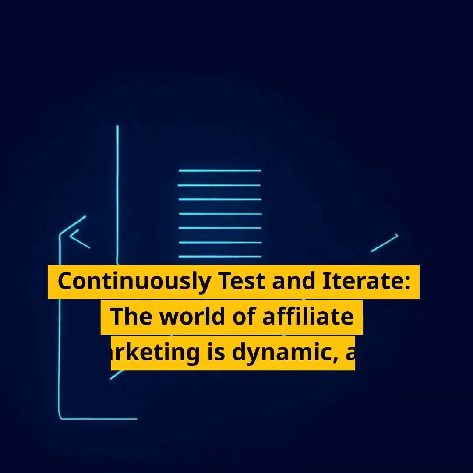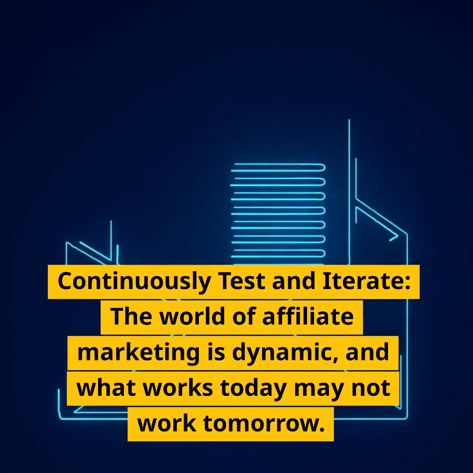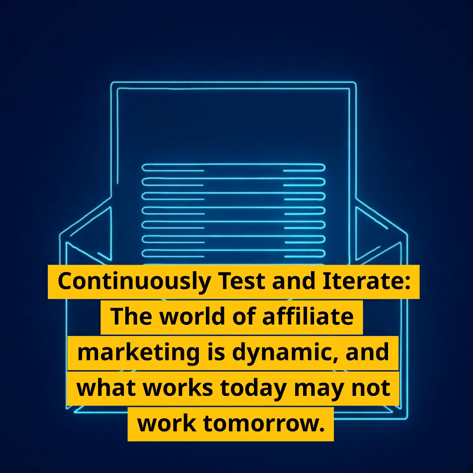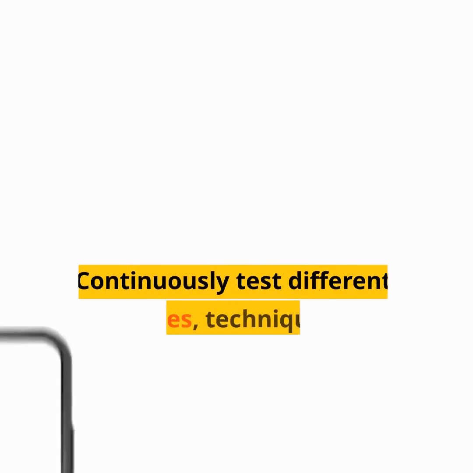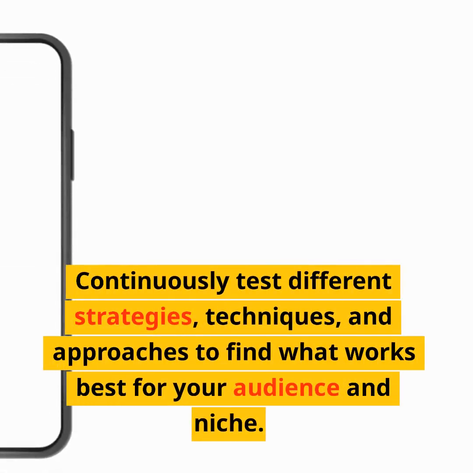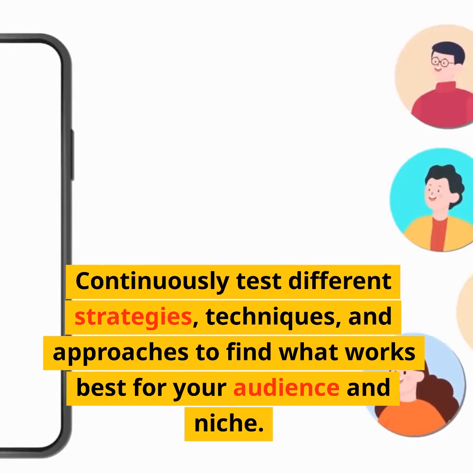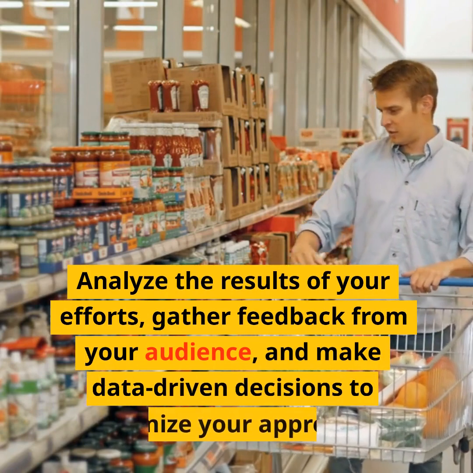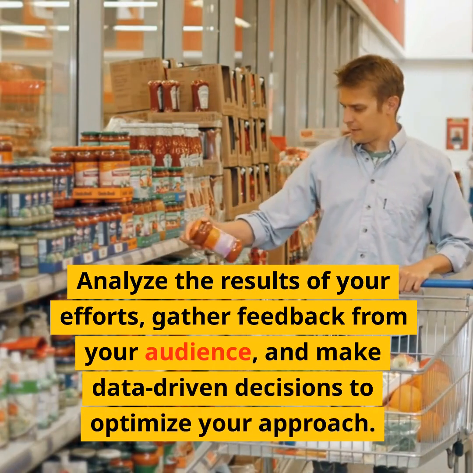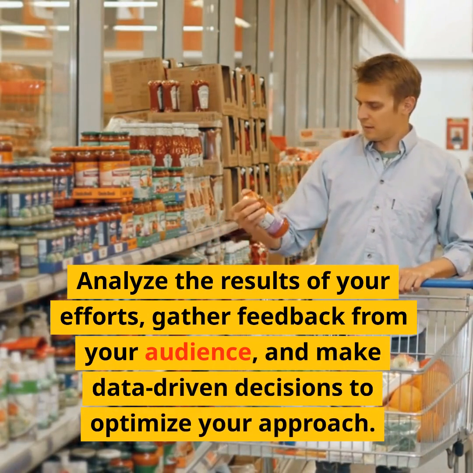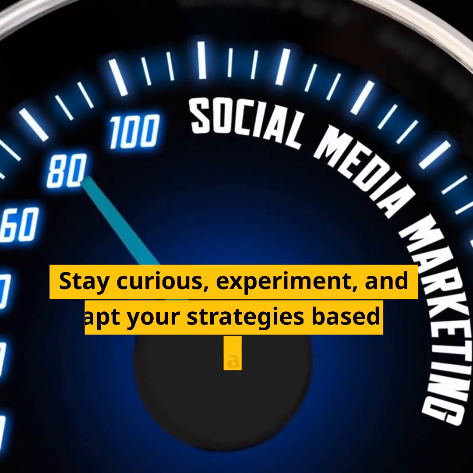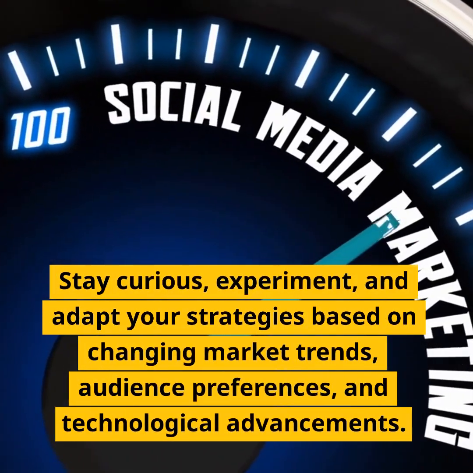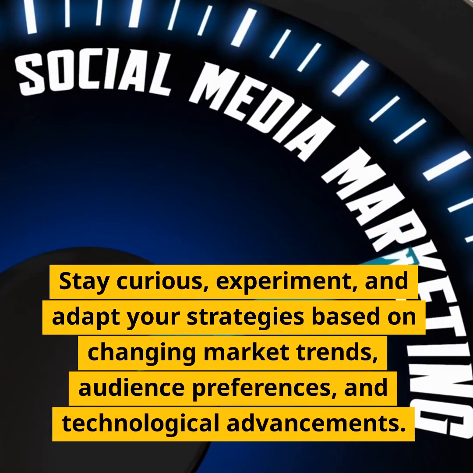Continuously test and iterate. The world of affiliate marketing is dynamic, and what works today may not work tomorrow. Continuously test different strategies, techniques, and approaches to find what works best for your audience and niche. Analyze the results of your efforts, gather feedback from your audience, and make data-driven decisions to optimize your approach. Stay curious, experiment, and adapt your strategies based on changing market trends, audience preferences, and technological advancements.